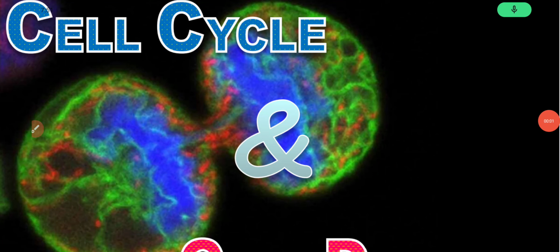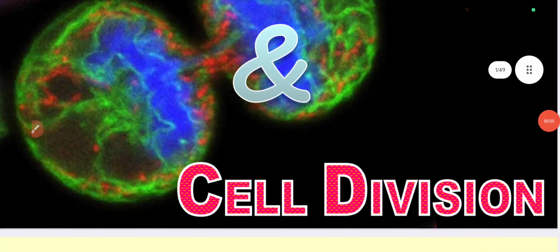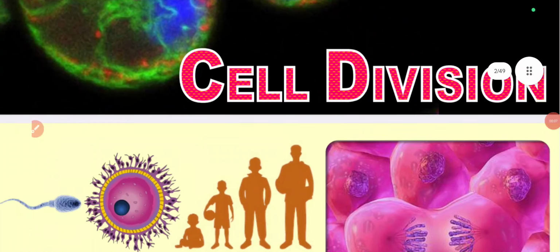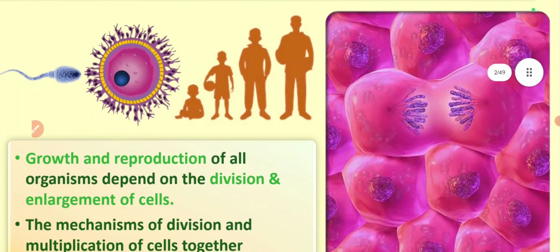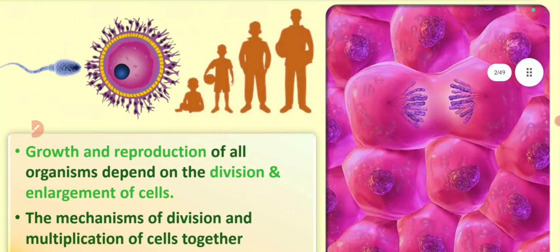Students, today I bring for you a new chapter, that is cell cycle and cell division. Previously we discussed biomolecules, and now we are going to cover this chapter. In this chapter we are going to cover 5 major important topics which are in your syllabus, that are cell cycle, M phase, significance of mitosis, meiosis and significance of meiosis.